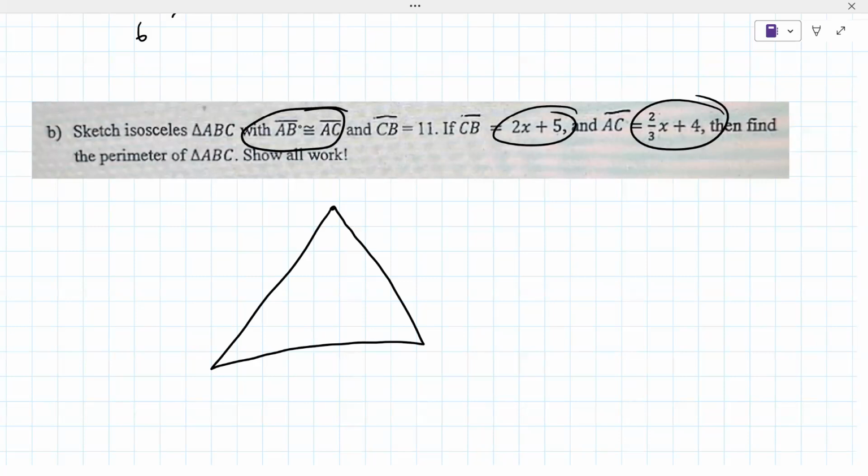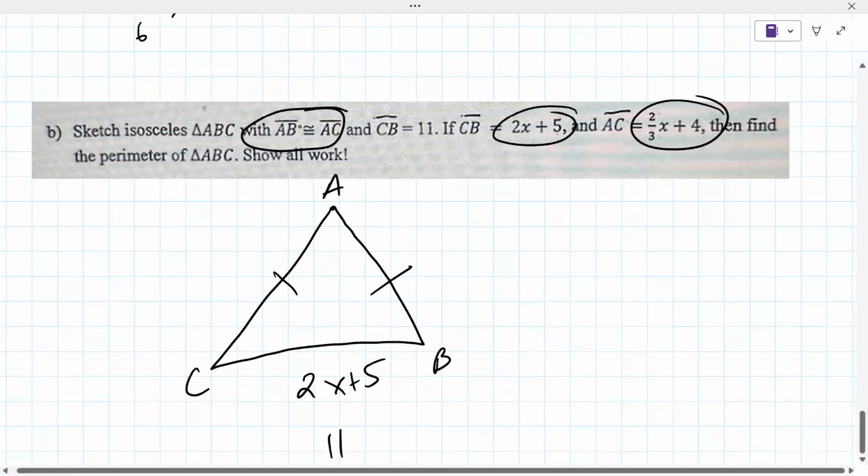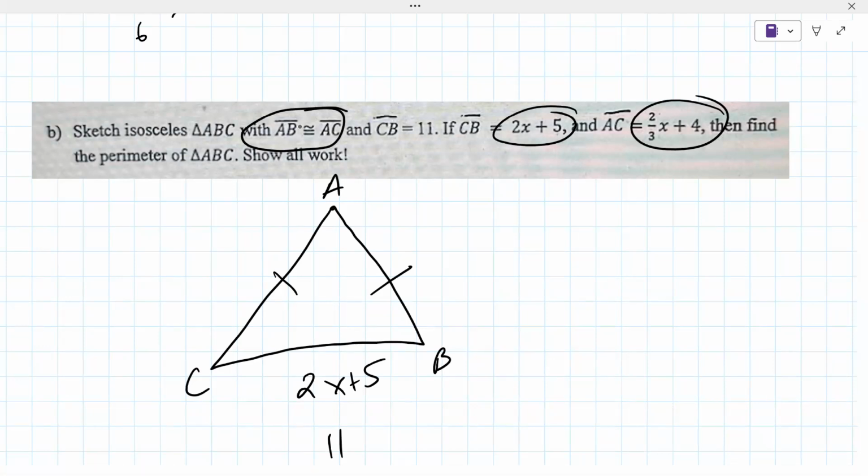Would it be A on top, B on the right, and C on the left side? And for CB on the bottom, it would be 2x plus 5. So this is 2x plus 5, and then it's also 11, which is weird. Wait, how? I don't know why. I mean, this is kind of a weird problem, but whatever.